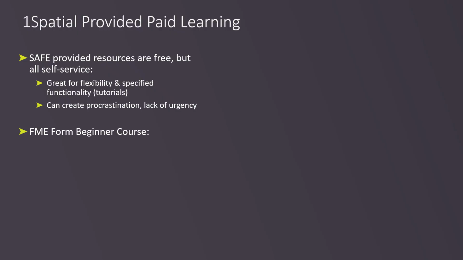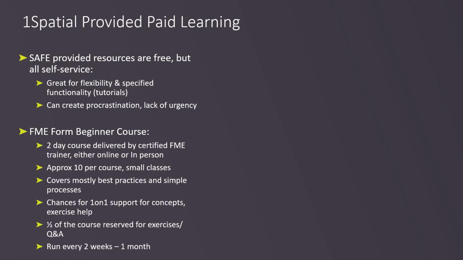So doing something like the FME Form Beginner course can be a really good option. It's a 2-day course delivered by an actual certified FME trainer, so you've got a bit of peace of mind that you or the people you're sending there are going to be learning good habits. It's relatively small classes, so it creates a good one-on-one support system, and half the time is for exercises, which means you've got a lot of time to have a go at it, chat to the trainer, answer questions and make sure you've really got a grip of it. And it's run pretty often, so you're not going to have to wait too long to get access to it.